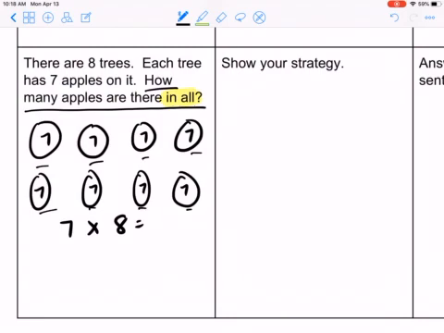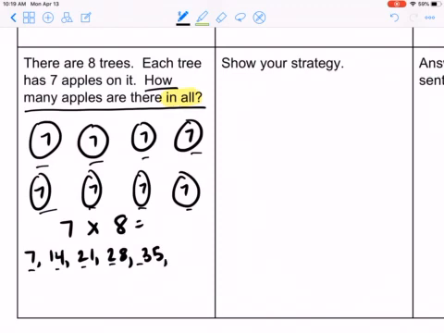I'm going to skip count to show our strategy here. So 7 plus 7 is 14. 14 plus 7 is 21. 21 plus 7 is 28. 28 plus 7 is 35. So how many times have we gone there? 1, 2, 3, 4, 5. We need to go 8 times.